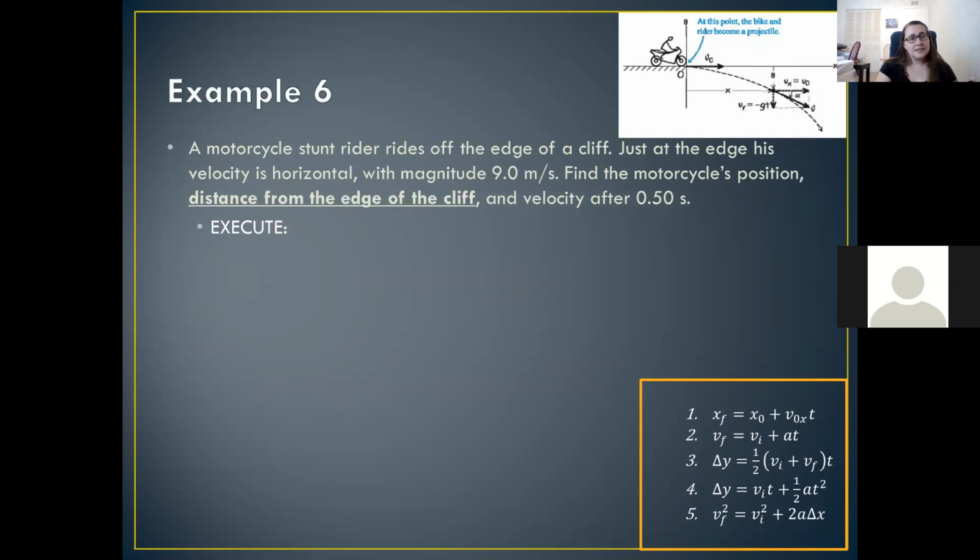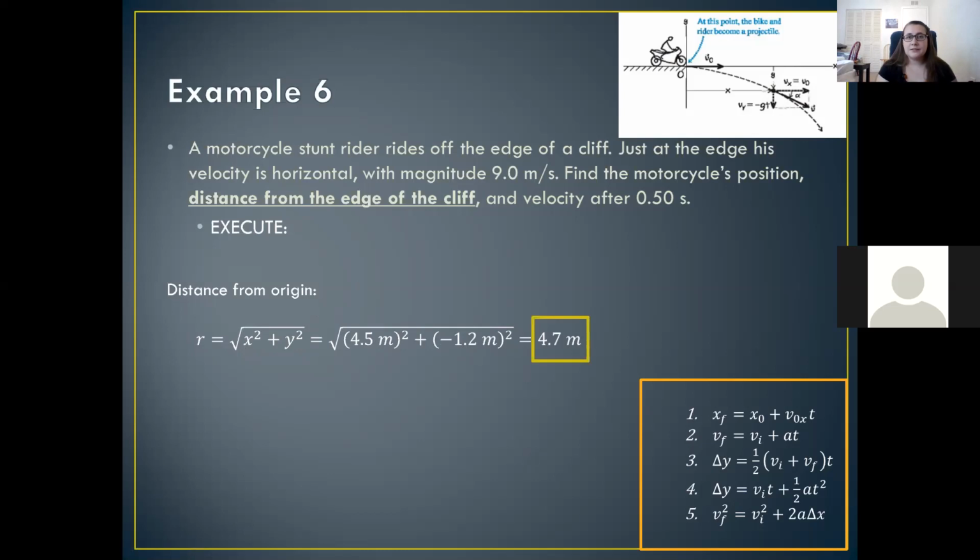Next, we're going to find the distance from the edge of the cliff. So again, we're going to set up the magnitude of our displacement vector, where those position coordinates that we just found are the components that we're going to plug into this. So our distance is the square root of our x component squared plus y component squared. So 4.5 squared plus negative 1.2 squared, take the square root, and that gives us a distance of 4.7 meters.